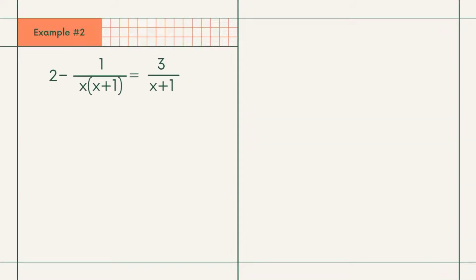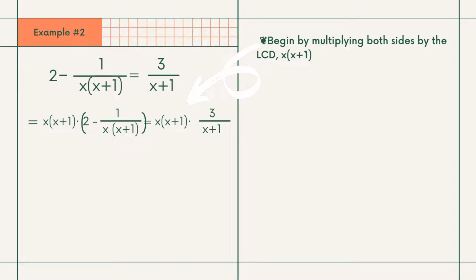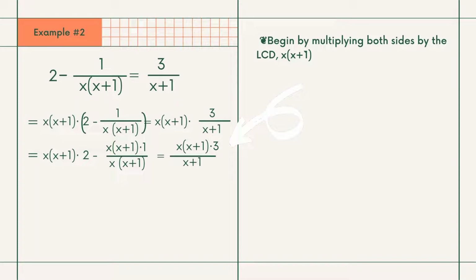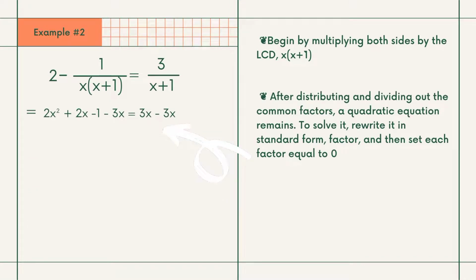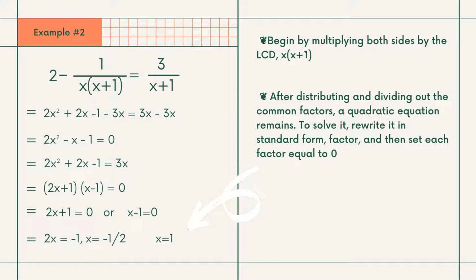2 minus 1 over x multiplied by x plus 1 equals 3 over x plus 1. Begin by multiplying both sides by the LCD, x multiplied by x plus 1. So it will become 2x(x plus 1) minus 1 equals 3x. Rearrange it. After distributing and dividing out the common factors, a quadratic equation remains. To solve it, rewrite it in standard form, factor, and then set each factor equal to 0.